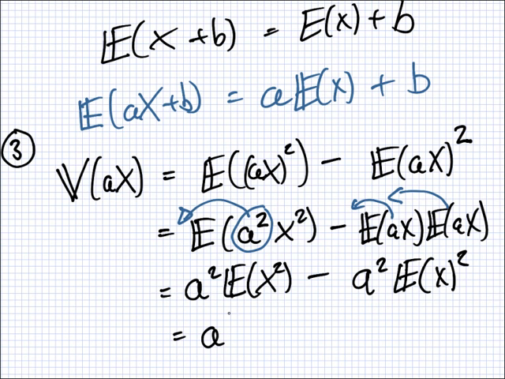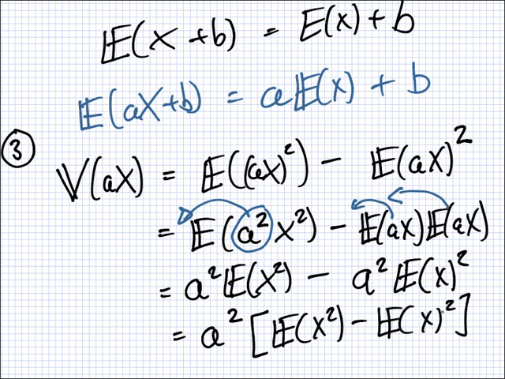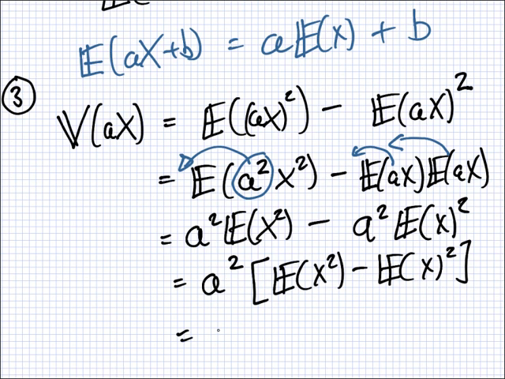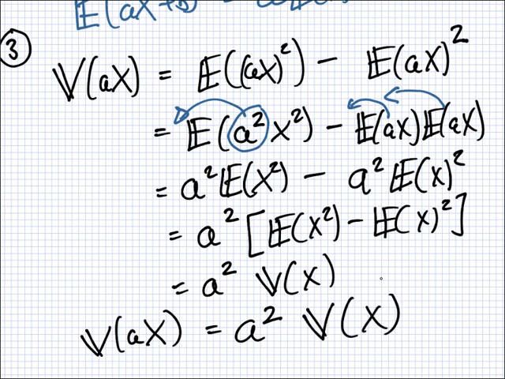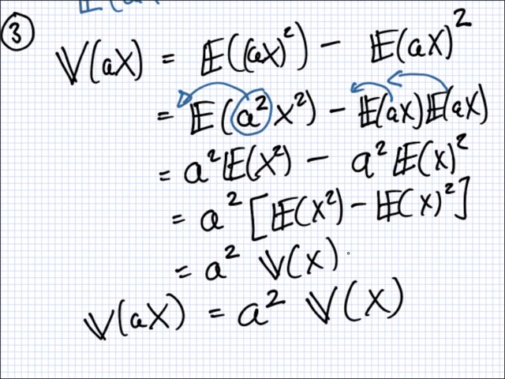Now you can see that a squared is common. You might spot what we have again: that's the variance. So interestingly with variance, when constants pull out, they become squared. So you can say the variance of aX equals a squared times the variance of X. Okay, so note that one.